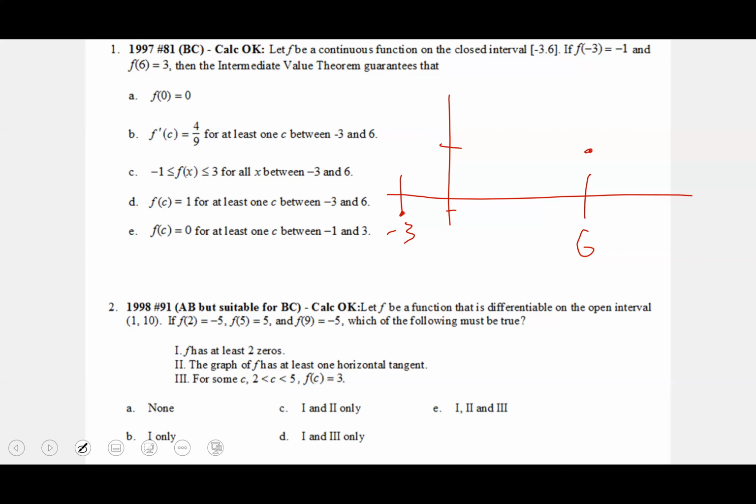So for the first one, does our y value at 0 have to be 0? Maybe though. It's possible that that's true, but it does not have to be true. It's possible for me to draw this line like this and not pass through that particular point. So this one does not have to be true.